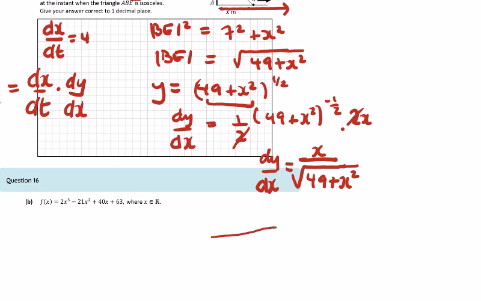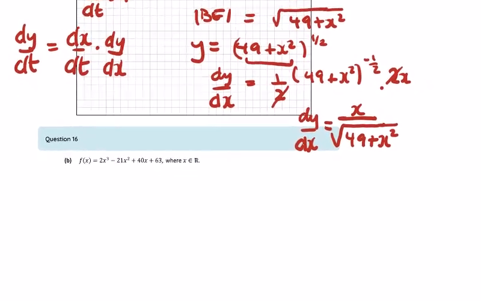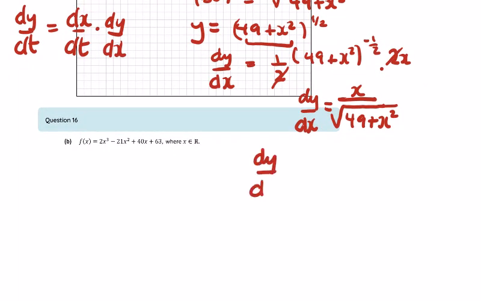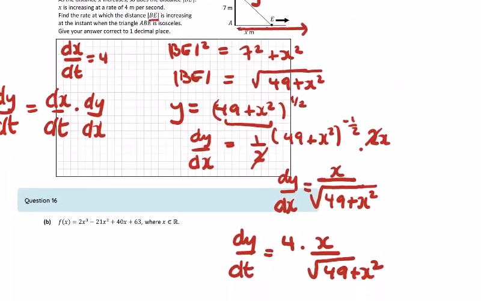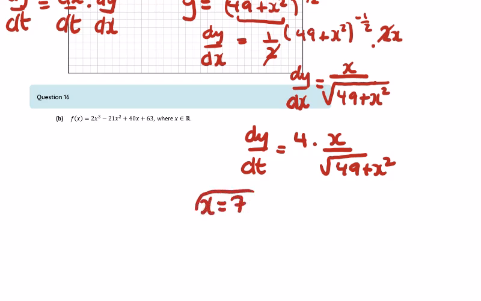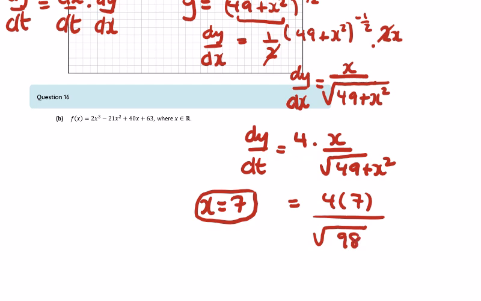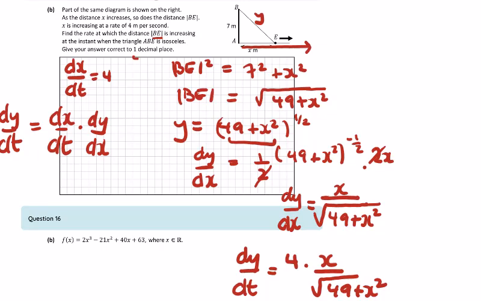And we're filling in dy/dx, so we have dx/dt, and we're looking for dy/dt. So dy/dt therefore becomes dx/dt, which was 4, times dy/dx, which is x over the square root of 49 plus x squared. And we're told that the triangle is isosceles. What was the other side? 7. So therefore x has to be 7 for it to be isosceles. So that's going to be 4 times 7 on top, and the square root of 49 plus 49, the square root of 98, on the bottom. That does simplify, but we just type that into a calculator and it gives me 2.8 meters a second, correct to 1 decimal place.